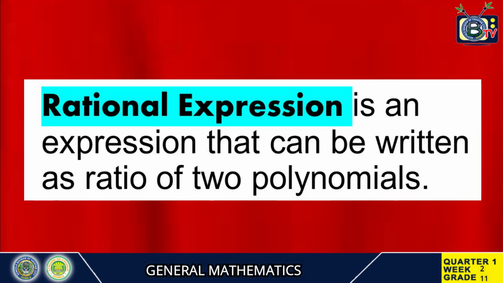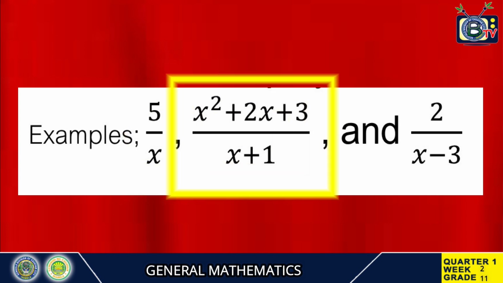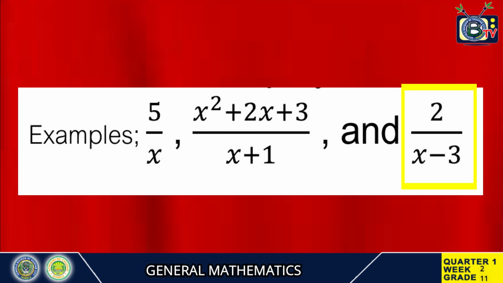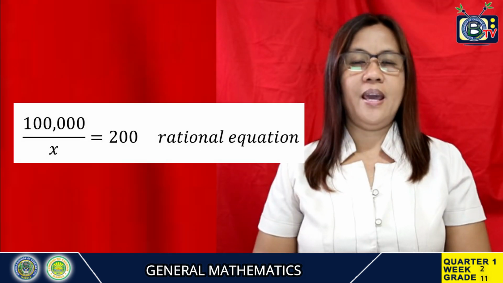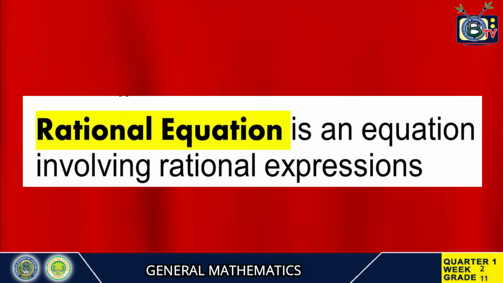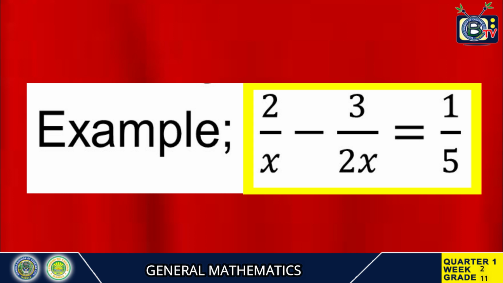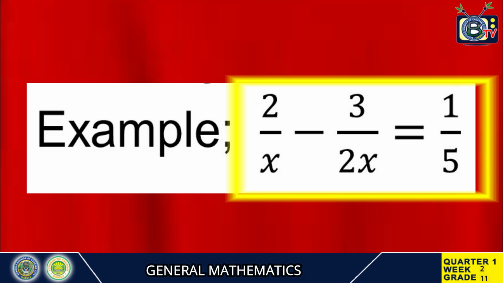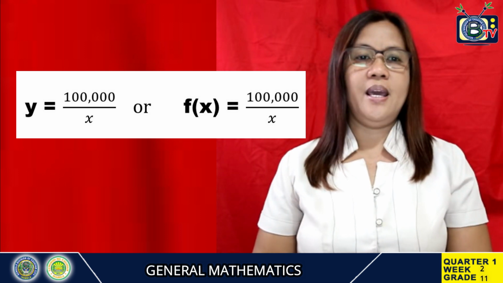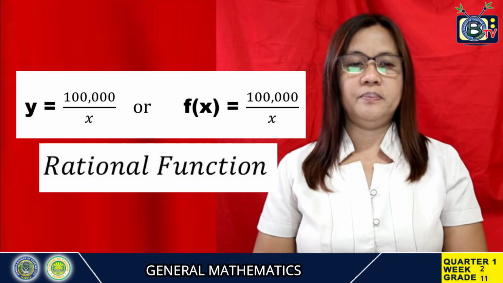A rational expression can be written as a ratio of two polynomials. Some examples of these are 5 over x, x squared plus 2x plus 3 over x plus 1, and 2 over x minus 3. 100,000 over x equal to 200 is a rational equation. A rational equation is an equation involving rational expressions. An example of this: 2 over x minus 3 over 2x is equal to 1 over 5. y is equal to 100,000 over x, or f of x equal to 100,000 over x, is a rational function.